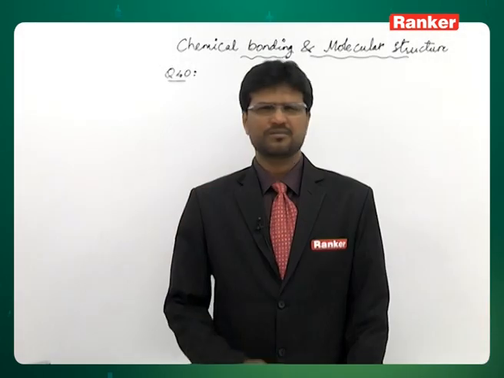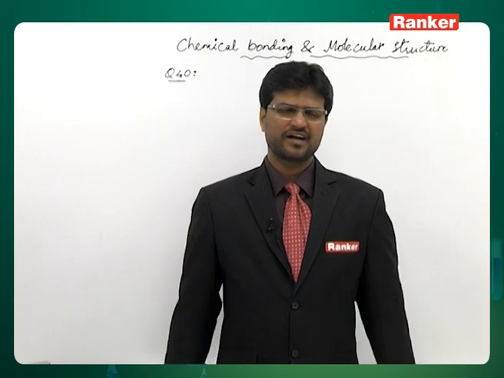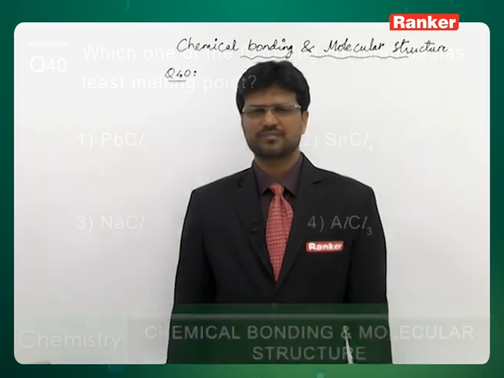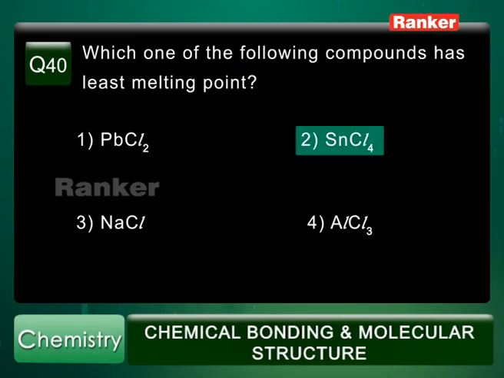So, if you look at the options, you realize that the most covalent among them is stannic chloride due to the plus 4 state of tin, and because it is most covalent, its melting point is least. So, the correct answer is stannic chloride.